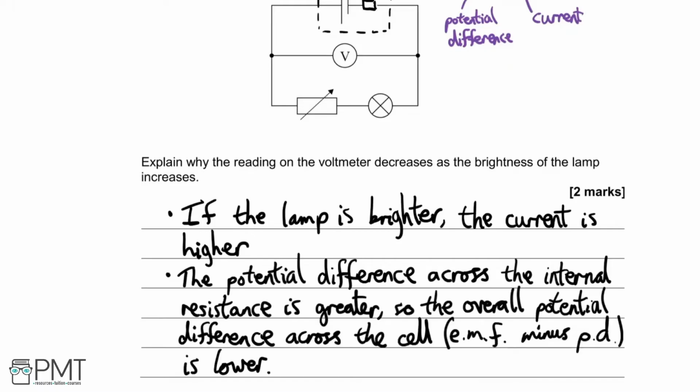So I said there that the potential difference across the internal resistance is greater, so the overall potential difference across the cell, which is going to be the EMF subtract the potential difference, EMF being the electromotive force, is going to be lower. Now you can see that voltmeter there is not only across the variable resistor and the bulb, but it's also across the cell. So that will be lower in turn. So the marks here will be for the 2 points that I just made there.